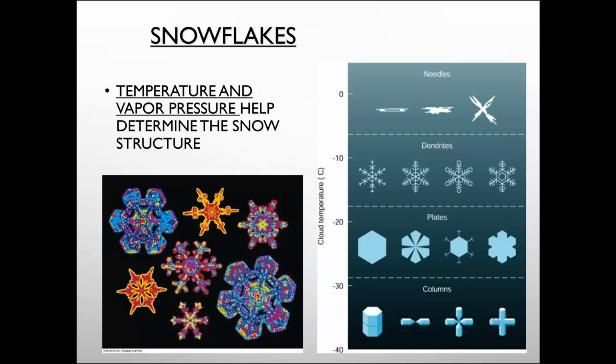So you can see that we have ones here at the very cold temperatures referred to as columns. A little bit warmer, we have plates. A little warmer, we have dendrites. And then when we oftentimes are getting snow at temperatures just below freezing, we get these needle-like features that hit the ground or hit your jacket and, well, kind of look like flat, pointy features.